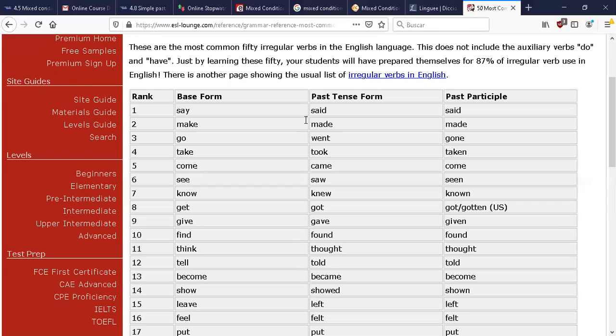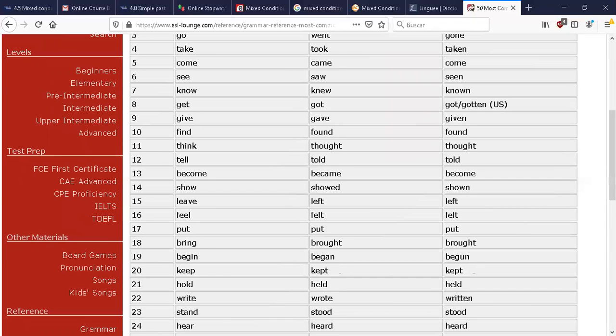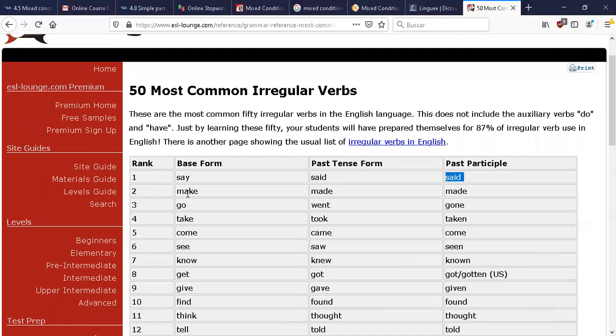Say: decir, dije, dicho. Make: hacer, hice, hecho. Go: ir, fui, ido. All right. Take: tomar, tomé, tomado.